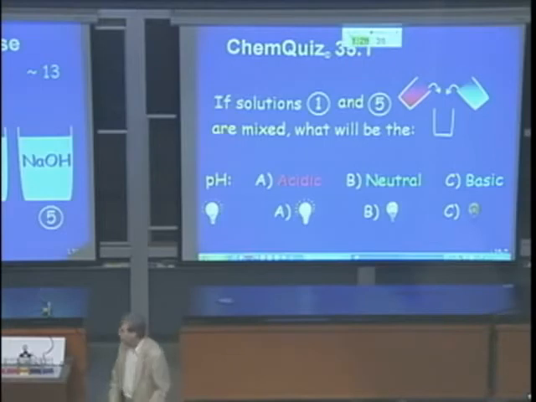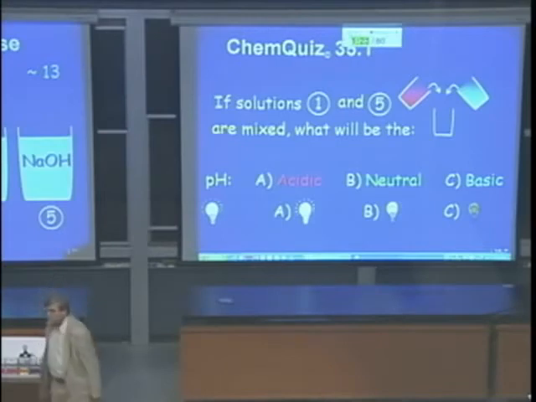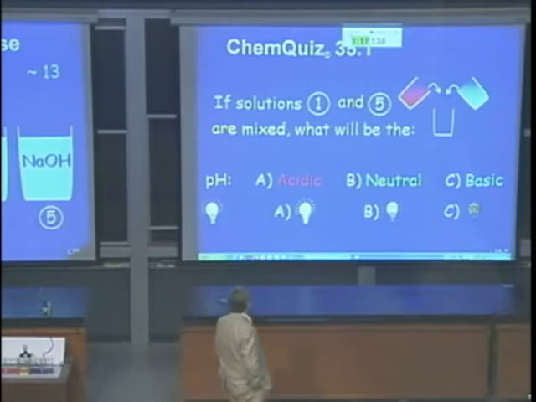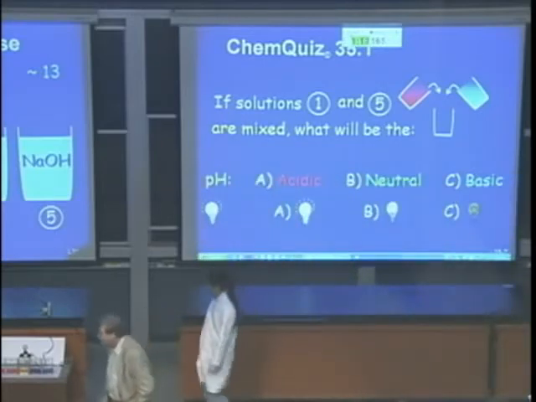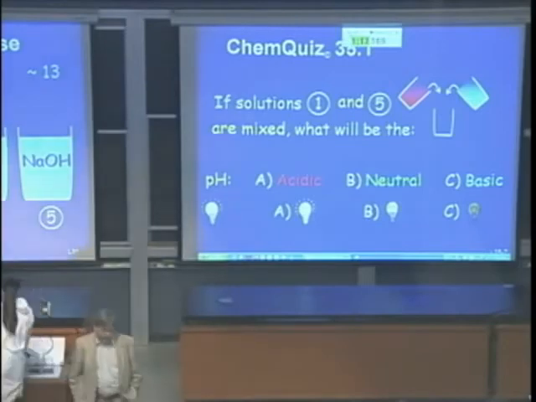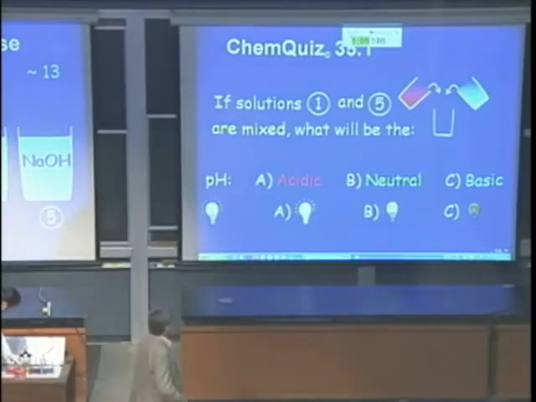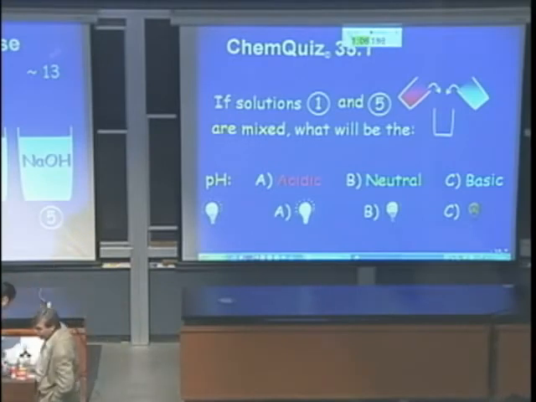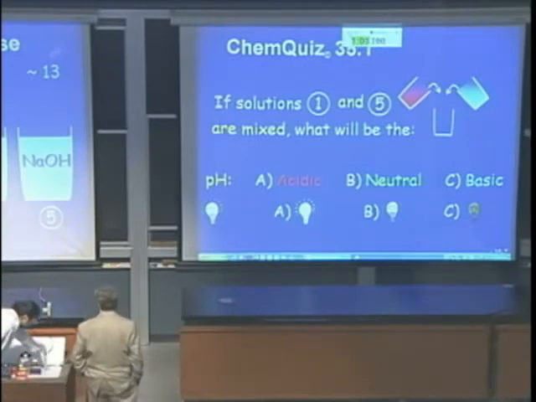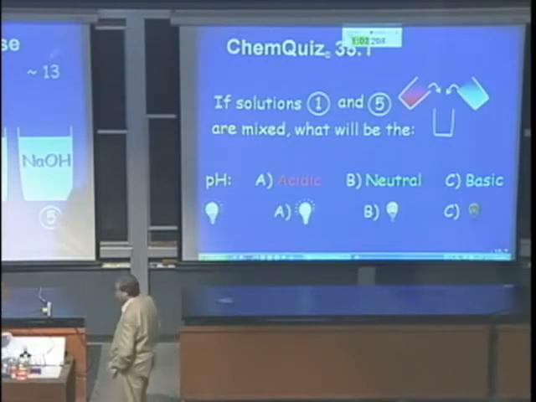Acidic, neutral, or basic? So I mix HCl, pH 1, with sodium hydroxide, pH 13, and I want to know what happens to the pH. Yeah, they are the same molarity, because 13 and 1 must be the same molarity. 0.1 each. Take your time. We are not doing it yet.